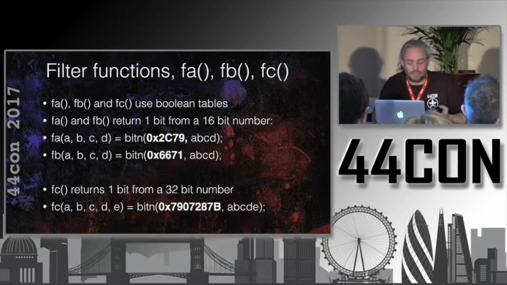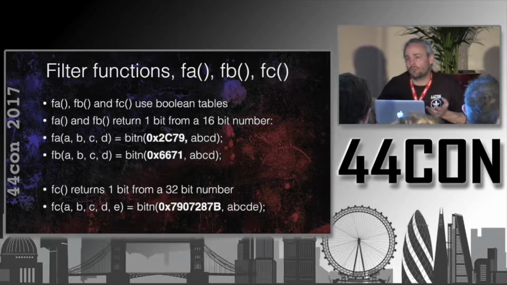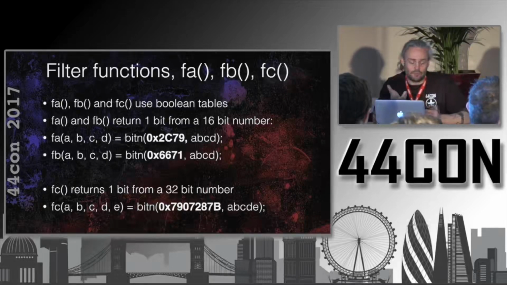Same for function B. So you can see like 0x2C79 has got an equal number of 1s and 0s, 0x6671 again an equal number of 1s and 0s. So if you don't know the input bits, you don't know where in that Boolean table you're going to be picking the bit, you can't predict if that's going to be a 0 or a 1 because you've got a 50-50 chance. Equally, they all produce 1 bit each.